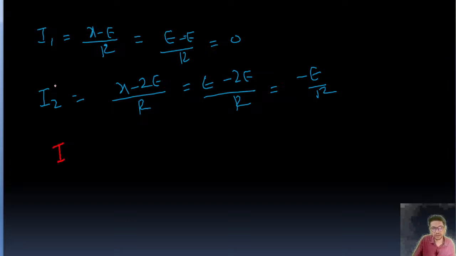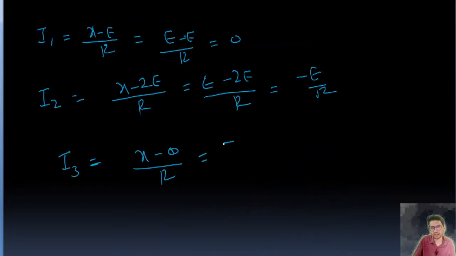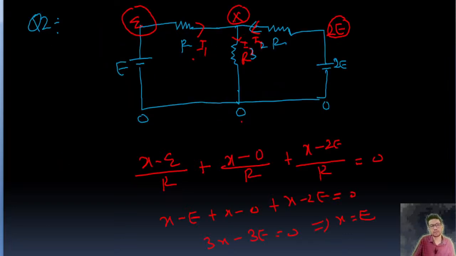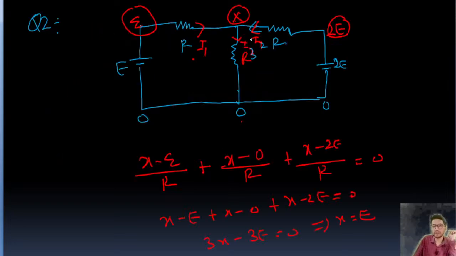Similarly, I3 we can find. I3 is going to be x minus 0 upon R, right? So x is this e upon R, so the direction is correct. Okay, so this is how we find the value of current in this circuit without using KVL. So we are using KCL, that is nodal analysis. Very important method, guys.